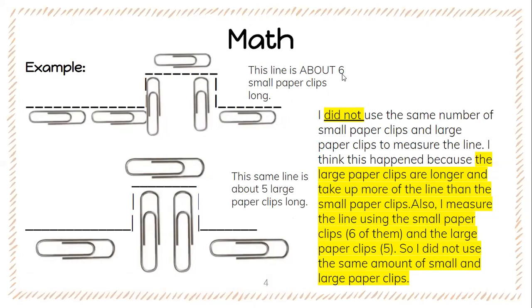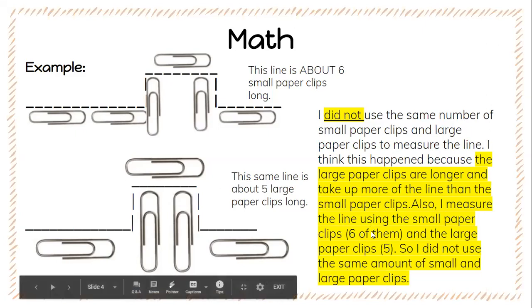So I did not use the same number of small paper clips and large paper clips to measure the line. I think this happened because the large paper clips are longer and take up more of the line than the small paper clips. Also, I measure the line using small paper clips. I use 6 of them, and large paper clips, 5 of them. So I did not use the same number of small and large paper clips. So that is your example for you.